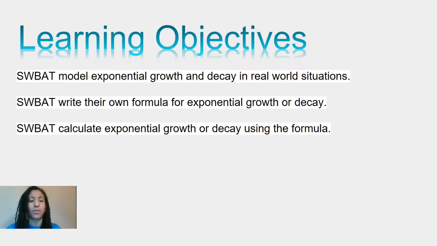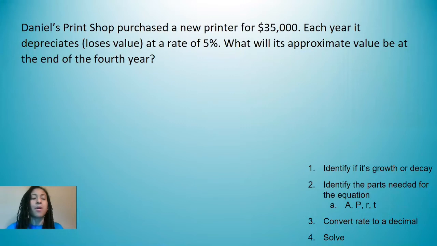So our first one says Daniel's print shop purchased a new printer for $35,000. Each year it depreciates, which means lose in value, at a rate of 5%. What will its approximate value be at the end of the 4th year? So I've left some notes down at the bottom here for you, some steps. And as we go through each slide, you will see them there, okay?